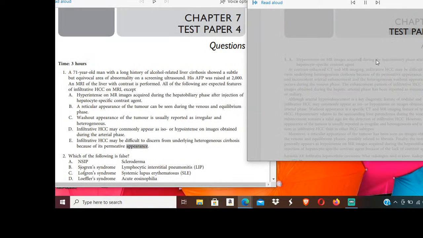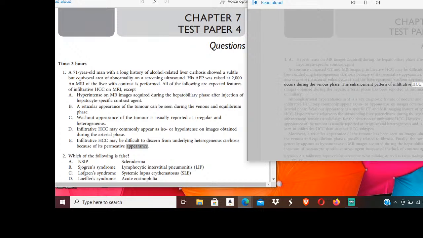Chapter 8 Test Paper 4. Answers. 1a. Hyperintense on MR images acquired during the hepatobiliary phase, after injection of hepatocyte-specific contrast agent. At contrast-enhanced CT and MR imaging, infiltrative HCC may be difficult to discern from underlying heterogeneous cirrhosis because of its permeative appearance, its minimal and inconsistent arterial enhancement, and the heterogeneous washout appearance that occurs during the venous phase.